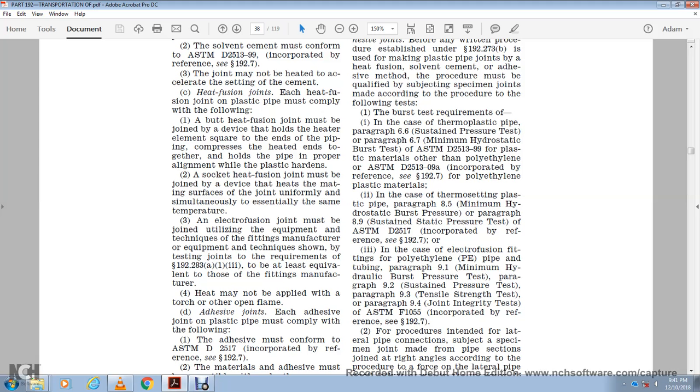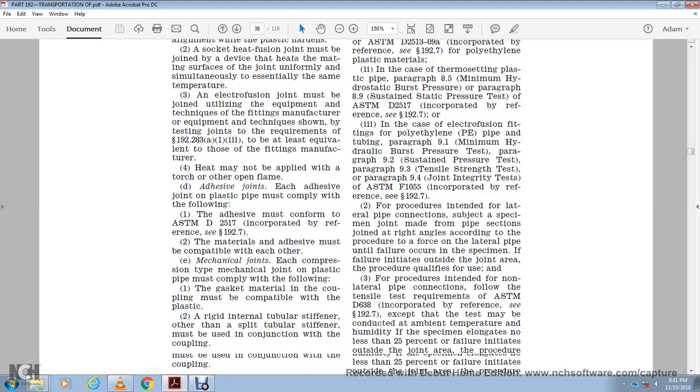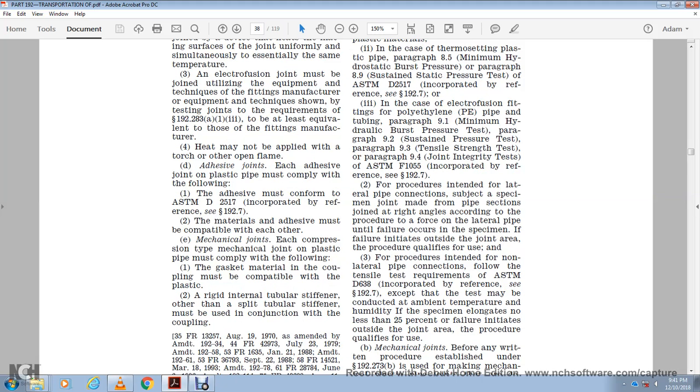ASTM F1055, incorporated by reference, is the procedure for the intent of the lateral pipe connection. Subject the joint made with the pipe to a section joint test according to the procedure, with the force on the lateral pipe applied until failure occurs. In the specimen, if the failure initiates outside of the joint area, the procedure qualifies for use.